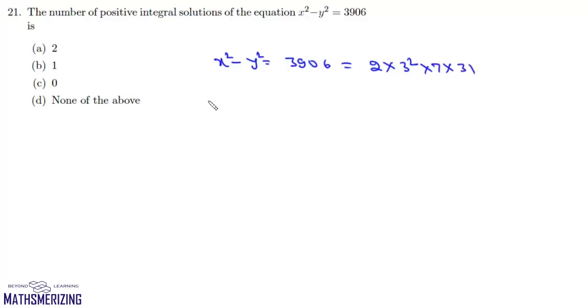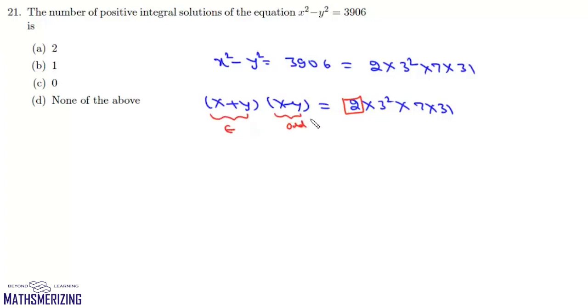Now we can express this left hand side as (x plus y) into (x minus y), and the right hand side will be 2 into 3 square into 7 into 31. Now we have only one 2 on the right hand side. That means out of these two, one of them will be even and the other one should be odd.